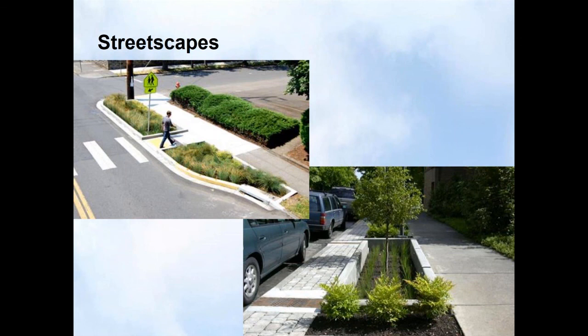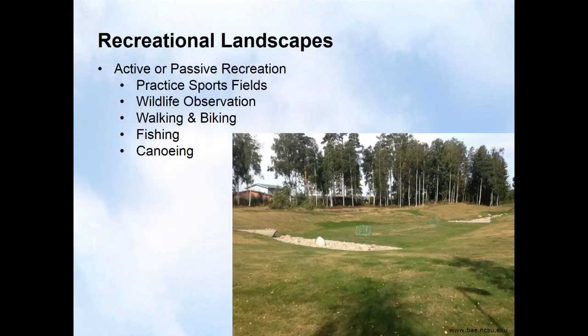So within recreational landscapes, there are several types of things you can do. Active or passive recreation: you can have sports fields, wildlife observation, walking or biking, fishing, canoeing, and the list can go on.